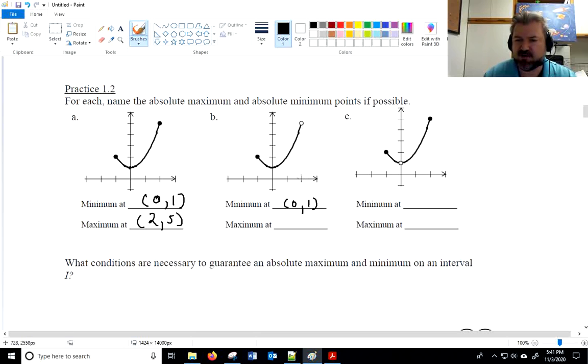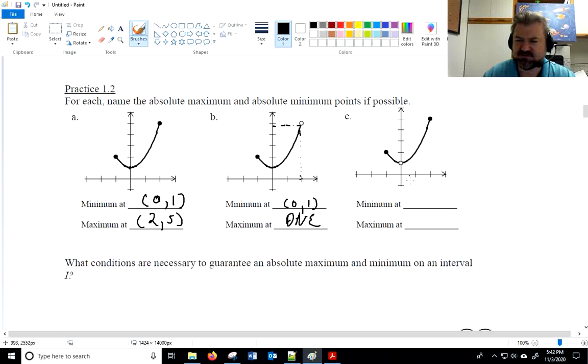Someone might say, well, right here, really close to x equals 2, we're really, really high up. But because of the infinite density of the real numbers, no matter what x value you give me, I can give you an infinite number of numbers bigger than that value, but still less than 2. And every one of those values will give me a higher and higher y value. So there is no maximum. It does not exist.